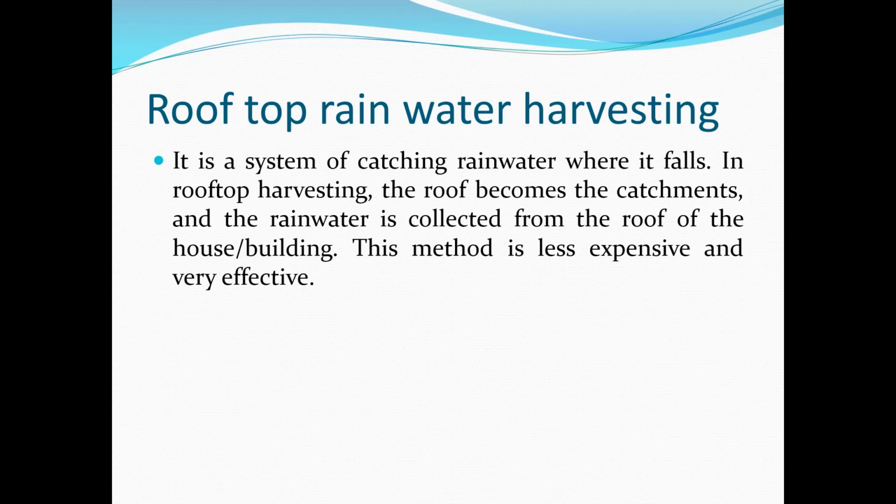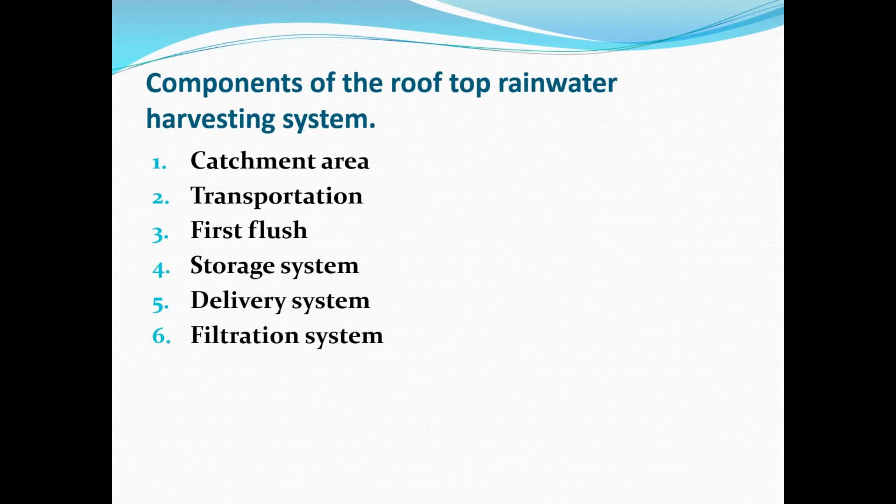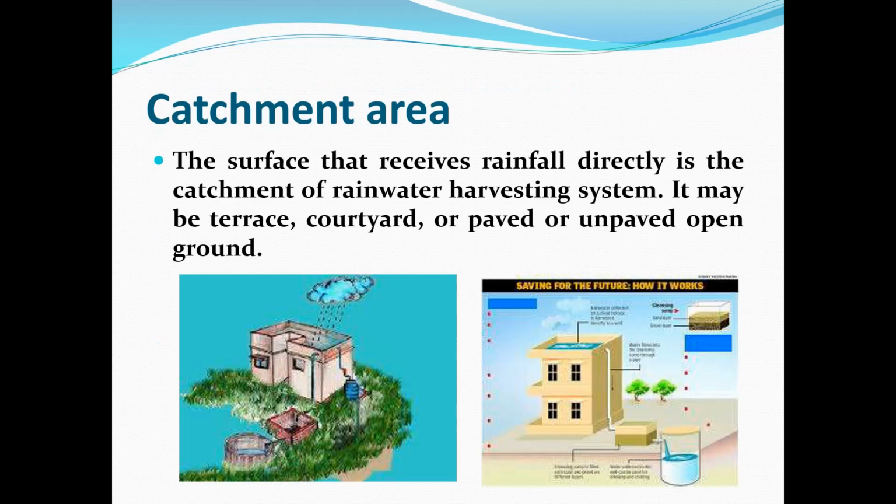It is a system of catching rainwater where it falls. In rooftop harvesting, the roof becomes the catchment, and the rainwater is collected from the roof of the house or building. This method is less expensive and very effective. So what are the components of this rooftop rainwater harvesting system? First is the catchment area, second is transportation, then the first flush or first rain separator, then the storage system, delivery system, and filtration system.